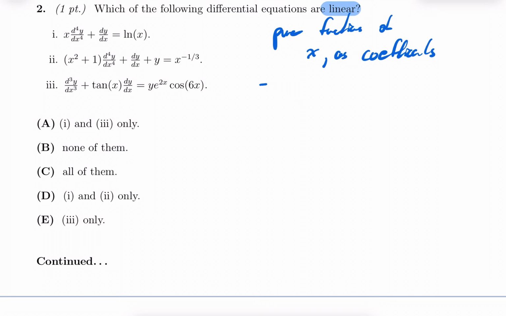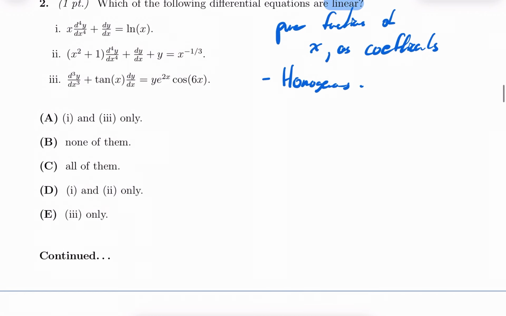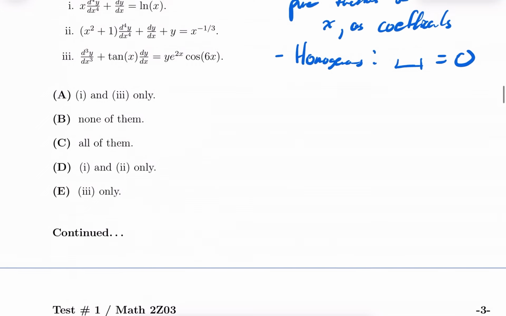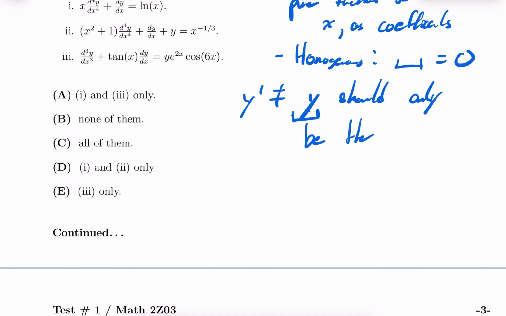Actually, wait, no, sorry. The new definition that I found for homogeneous was that you could isolate it in a way that you can have 0 on one side and everything else on the other side, okay? This is, by definition, what homogeneous was. It's not just the fact that it's made up of only y's or only x's. That was incorrect from the questions I had done. Okay, so another thing is y should be purely y, not y prime, and should only be to the first power.